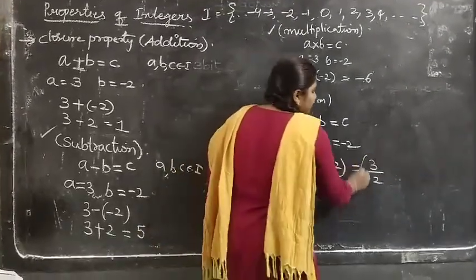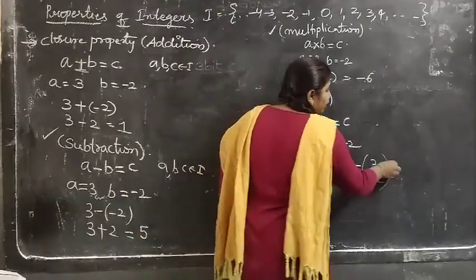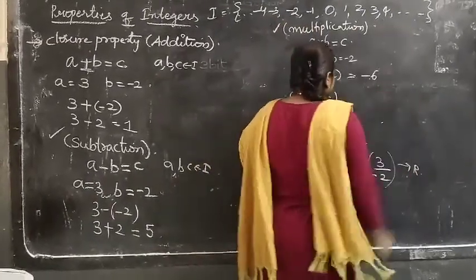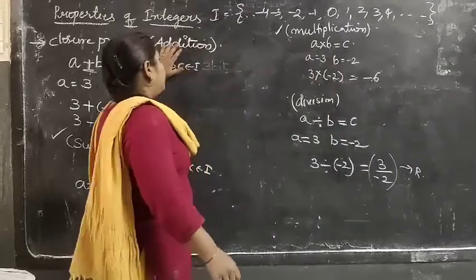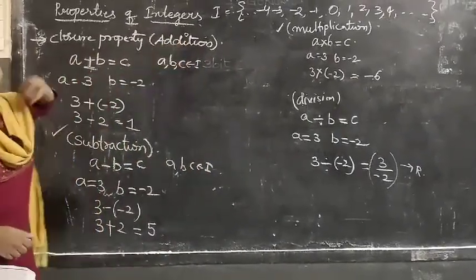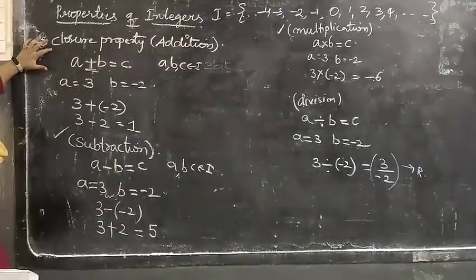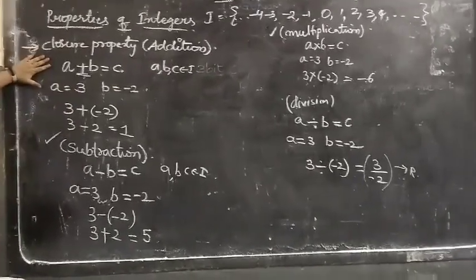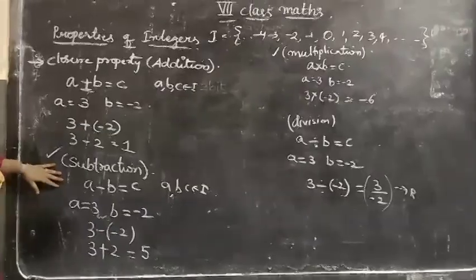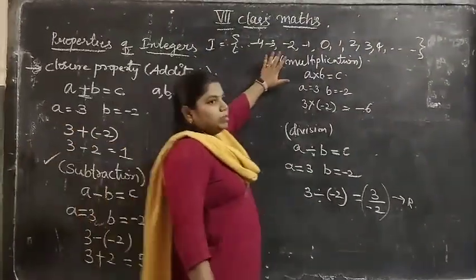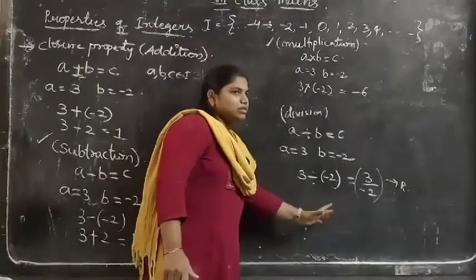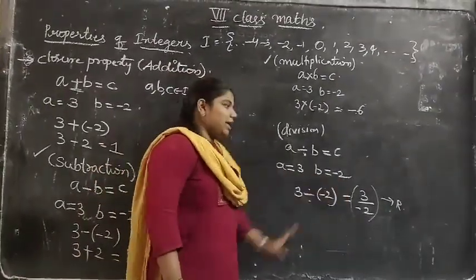This is not an integer, this is in the form of a rational number. So this 3 by 2 you are not seeing in this set. So under division, closure property is not satisfied. So in closure property, which operations will be satisfied? Addition will be satisfied, subtraction will be satisfied, and multiplication will be satisfied. Division will not be satisfied. Only in some cases it will be satisfied, not in all cases.